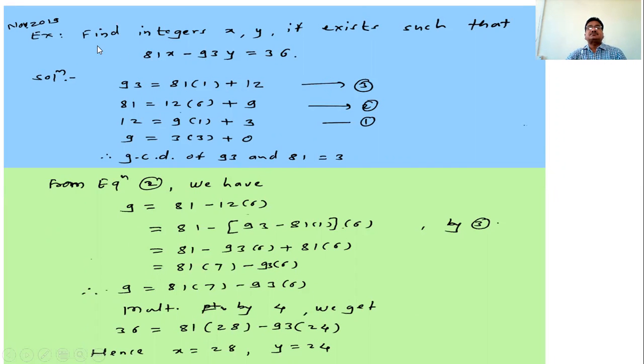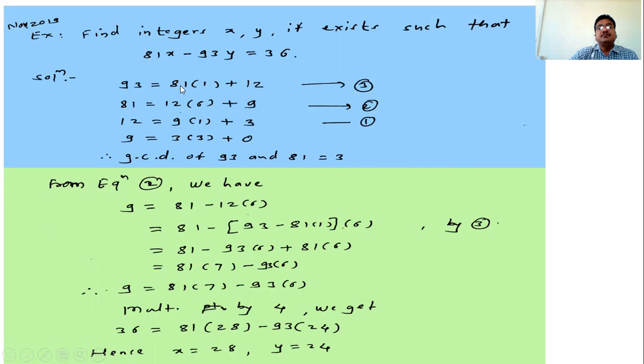Find the integers x and y. This is a question from the 2019 question paper. Find x and y, if they exist, such that 81x minus 93y is equal to 36. First find the greatest common divisor of 93 and 81. How can we find the greatest common divisor of 93 and 81?